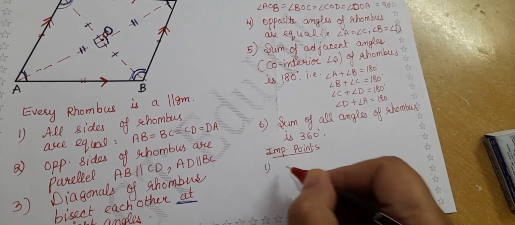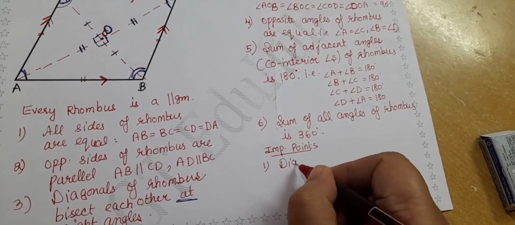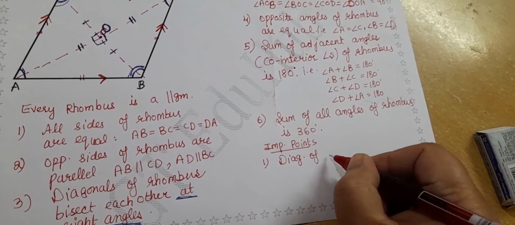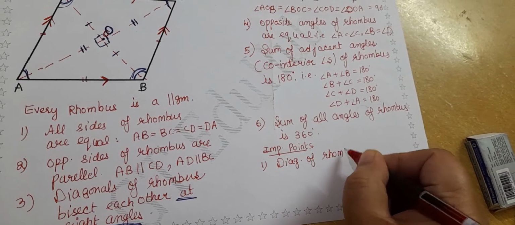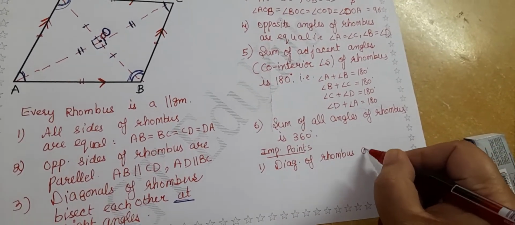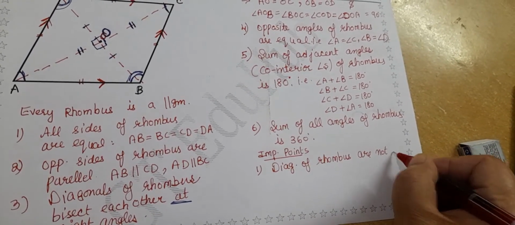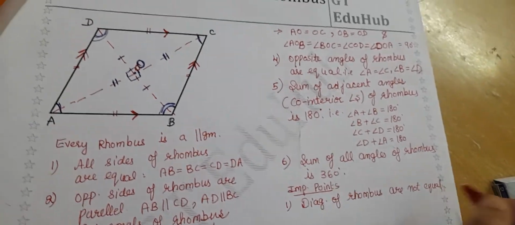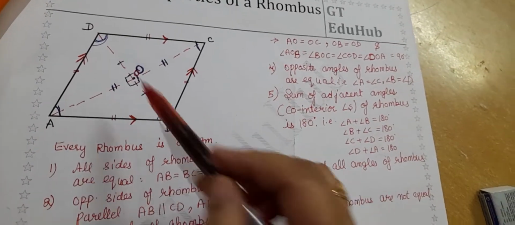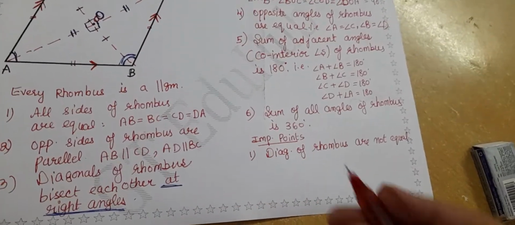First point is diagonals of rhombus are not equal. Both diagonals will never be equal. Just see here, AC is bigger than BD. Two diagonals can never be equal.